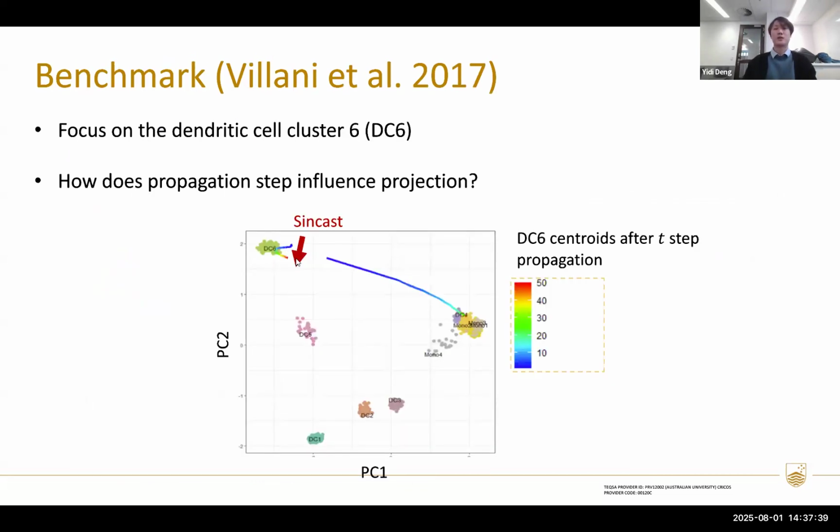Actually, we did one simulation study, again with the pseudo-bulk projection, where we trace the projected cell center on this reference. If you increase the propagation step, this projection here is the DC6 cell, so this is the DC6 reference. You see that Sincast stays close to DC6, which is the real cell type here. But for MAGIC imputation, if you increase the propagation step, you will just move away towards this large population. So that's why we want to emphasize this local connection.